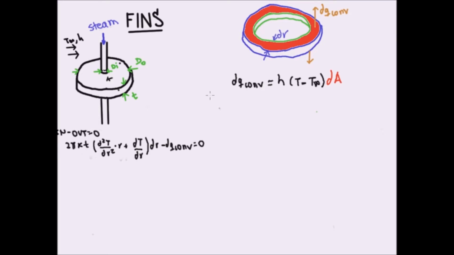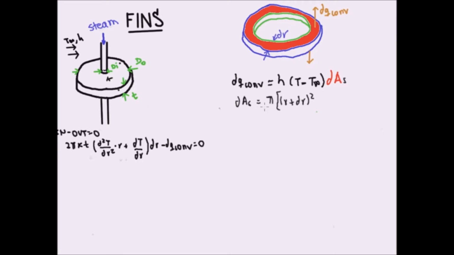So let's express the area, dA. We can call it dAs, or surface area. dAs is just going to be the area of the big circle, which is pi times (r plus dr) squared.